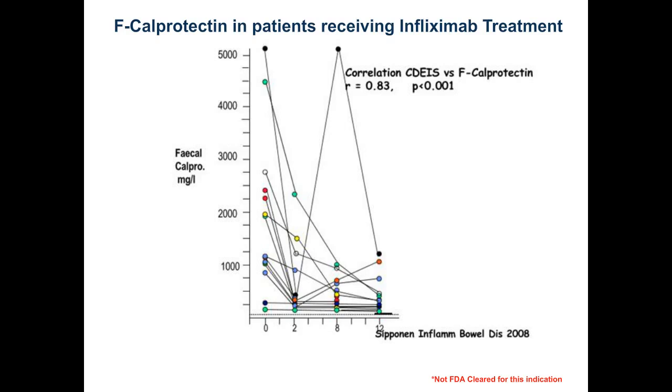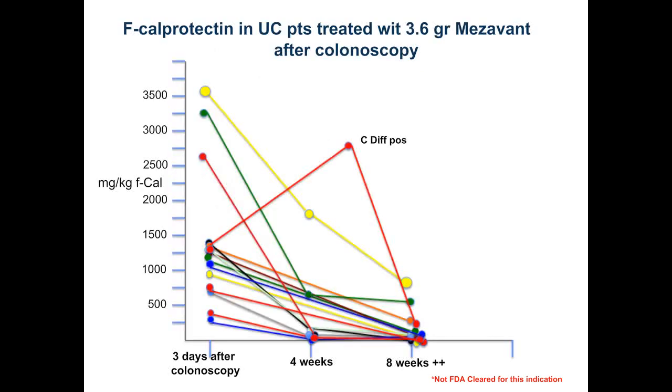And the correlation between the endoscopic index and the calprotectin was 0.83, which is very, very good when you compare a biomarker with endoscopy. So it shows you beautifully how we can use this test to monitor the effect of treatment in patients receiving biological treatment.